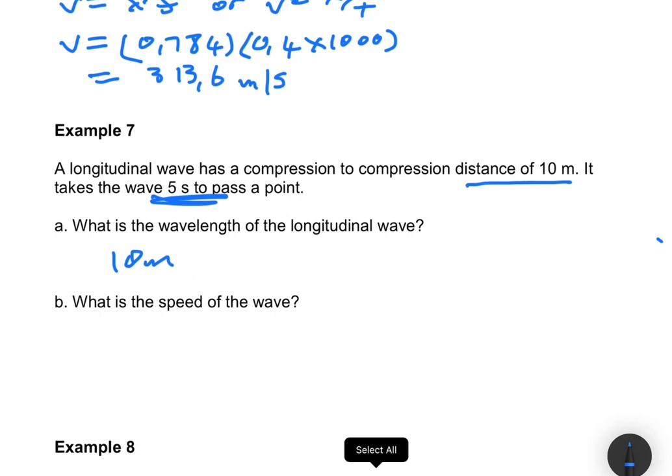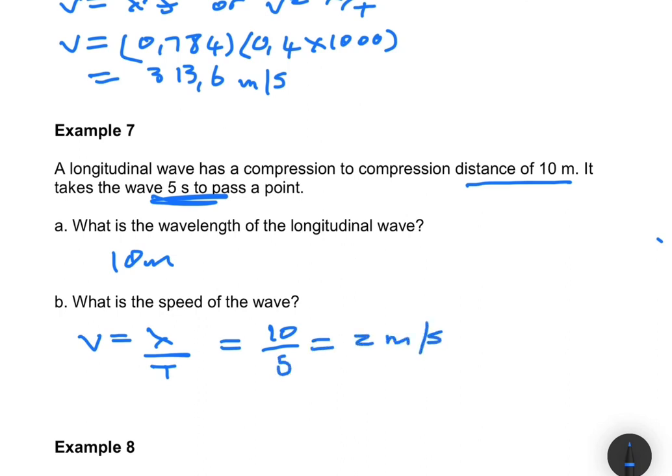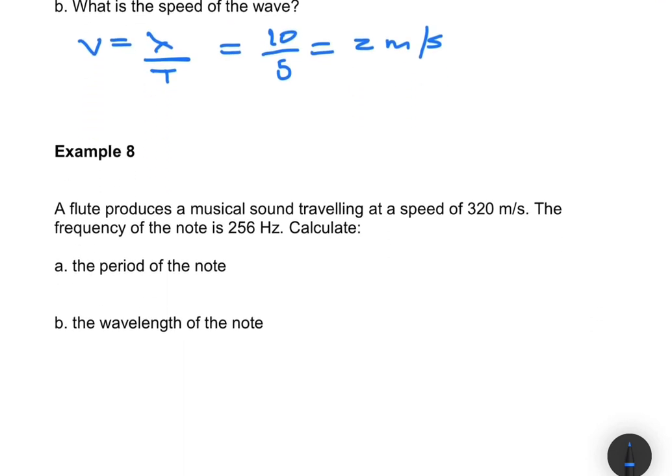And then the second question, what is the speed of the wave? So speed will be equal to the wavelength divided by the period. So we're going to have 10 divided by 5, which is just 2 meters per second. And now off to example 8. A flute produces a musical sound traveling at a speed of 320 meters per second. The frequency of the note is 256 hertz.